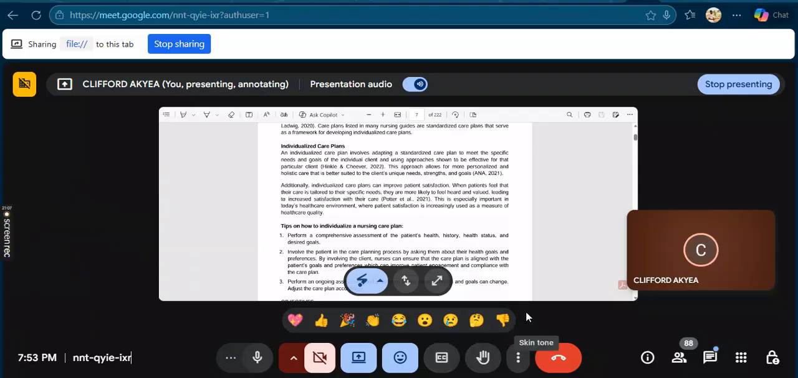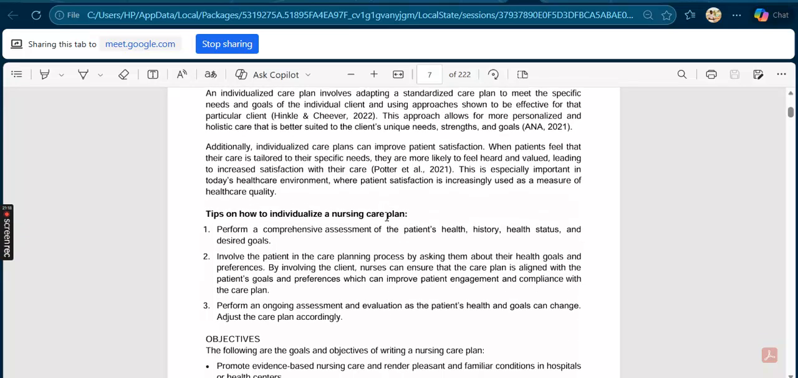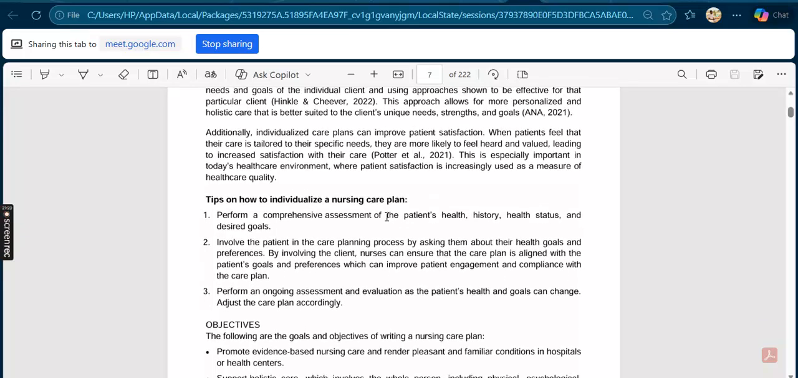All right, let's proceed. Tips on how to individualize a nursing care plan. Number 1, it says perform a comprehensive assessment of the patient's health. So the history, health status, and desired goals must be known. Involve the patient in the care planning process by asking them about their health goals and preferences.